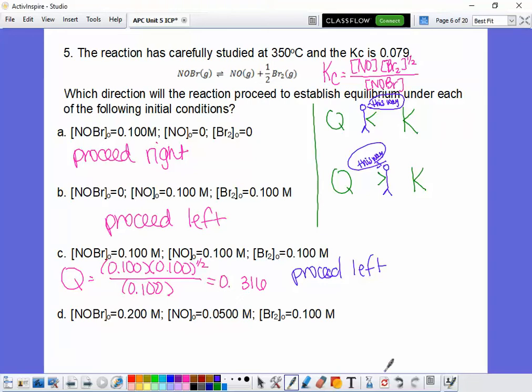All right, so when you set up this one, you should have gotten 0.05 times 0.1 to the 1/2 over 0.2. What'd you get as your Q?